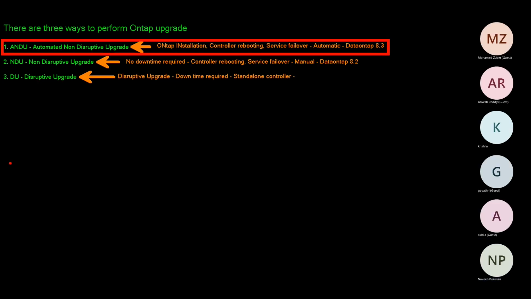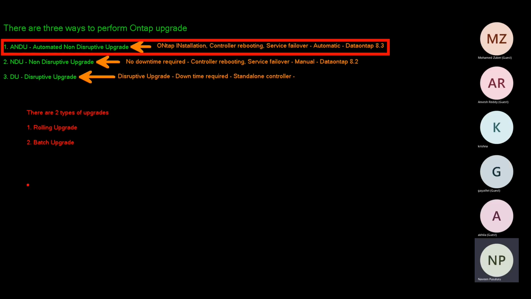And one more thing, there are two types of upgrades. First one is rolling upgrade. Second one is batch upgrade. Rolling upgrade and batch upgrade.